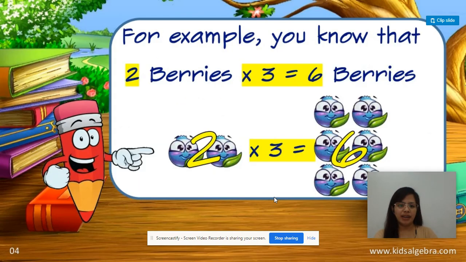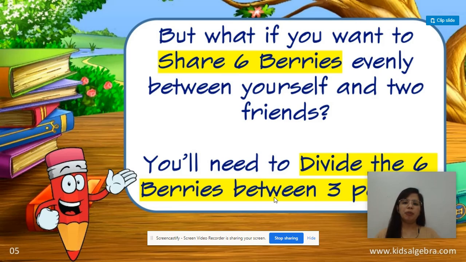What does this mean? So for example, we know that 2 berries times 3 is equal to 6 berries. On this problem, we are multiplying. Now, how is this connected to division? Look at this. What if you want to share 6 berries evenly between yourself and 2 other friends? So what do you need to do? You'll need to divide the 6 berries between 3 people.